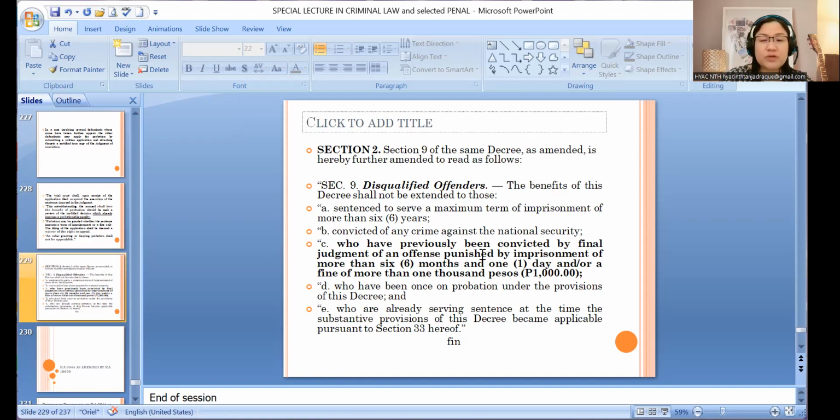Those who have been previously convicted by final judgment of an offense punished by imprisonment of more than 6 months and 1 day and/or a fine of more than 1,000 pesos. Before, in the old law, 1 month and 1 day was the disqualification. But now, under the new law, imprisonment of more than 6 months and 1 day is the disqualification. And as far as fine is concerned, more than 1,000 pesos. Also disqualified are those who have been once on probation, and those who are already serving sentence at the time the substantive provisions of this decree become applicable pursuant to Section 33 hereof.